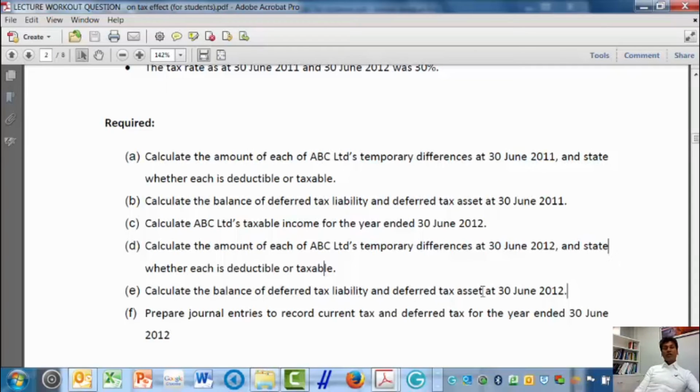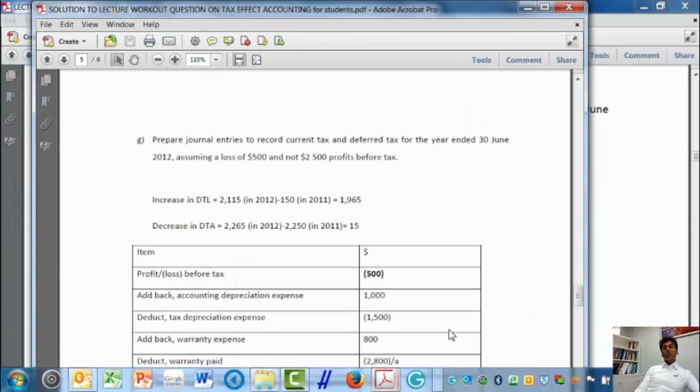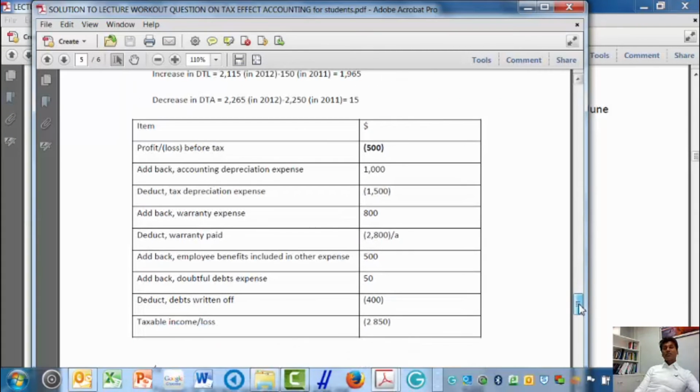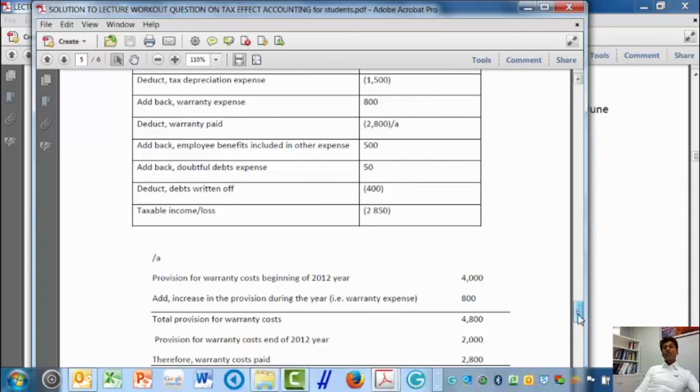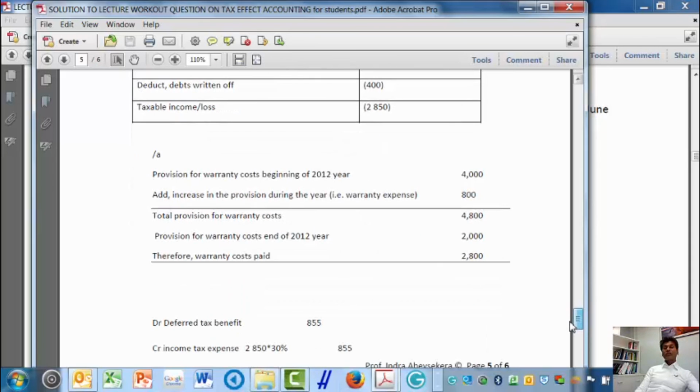Part G. Prepare journal entries to record current tax and deferred taxes, assuming there's a loss of 500, not 2,500. So all we have to do is find out the taxable income. Earlier it was 2,500 profit, but now it's a loss of 500. Here's that loss 500. We start with that. Everything else is the same, and we end up with a tax loss of 2,850.